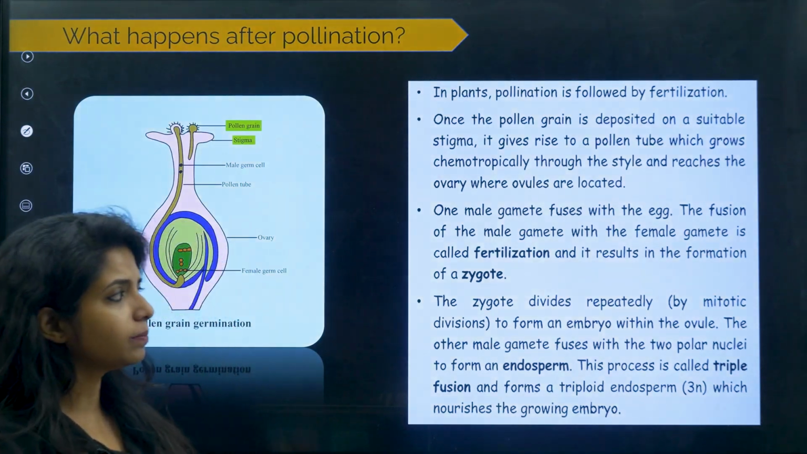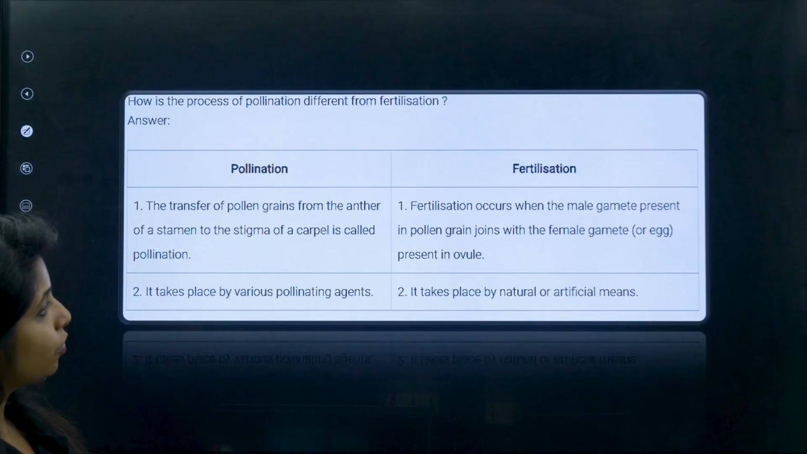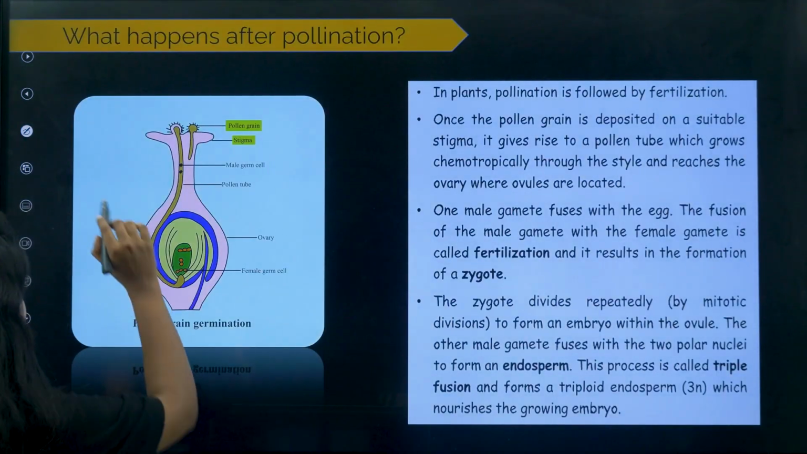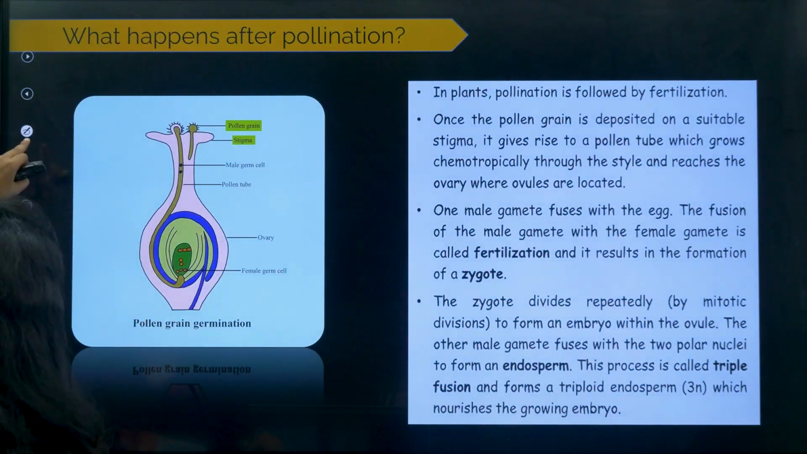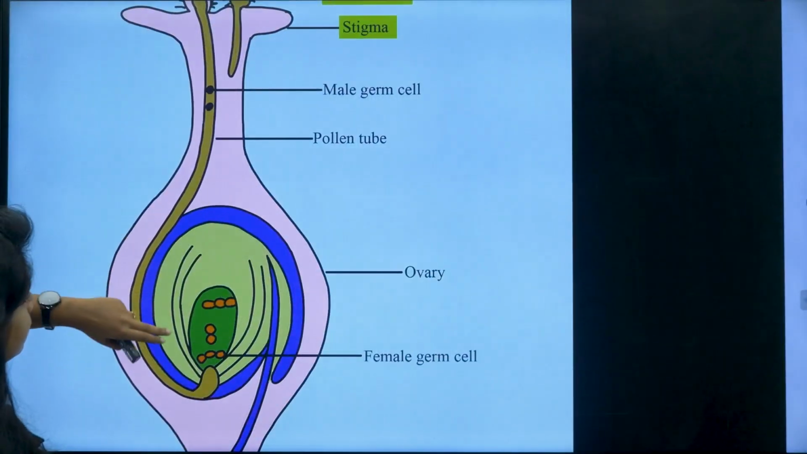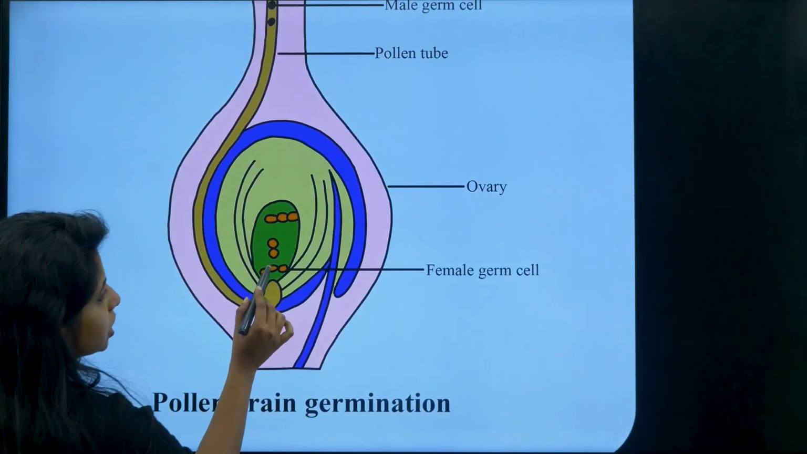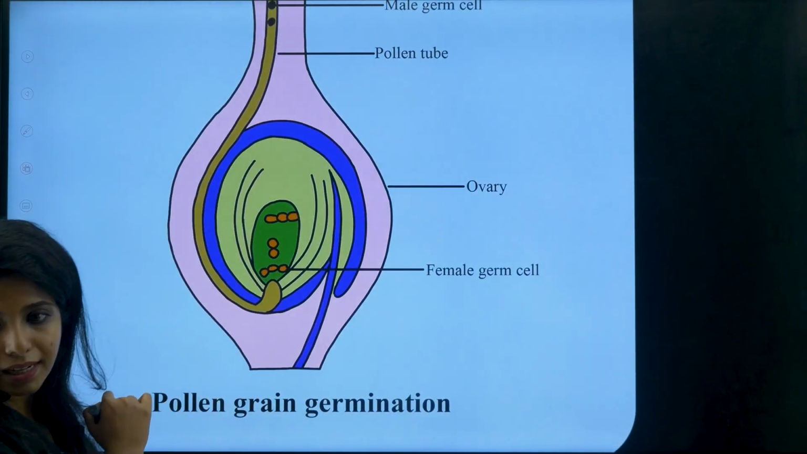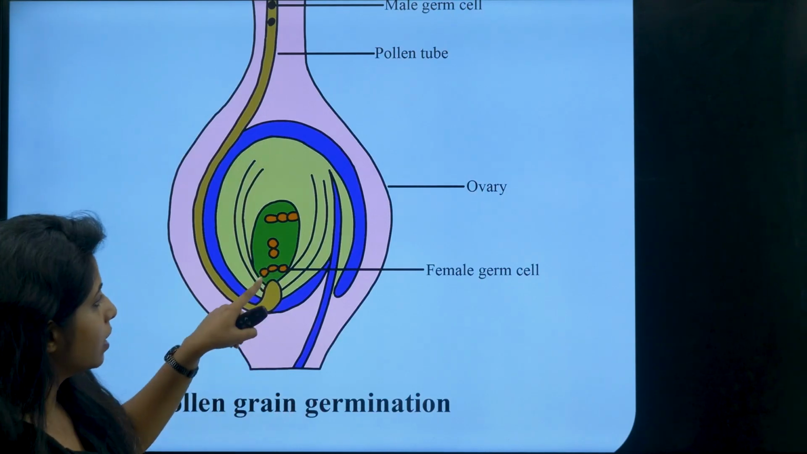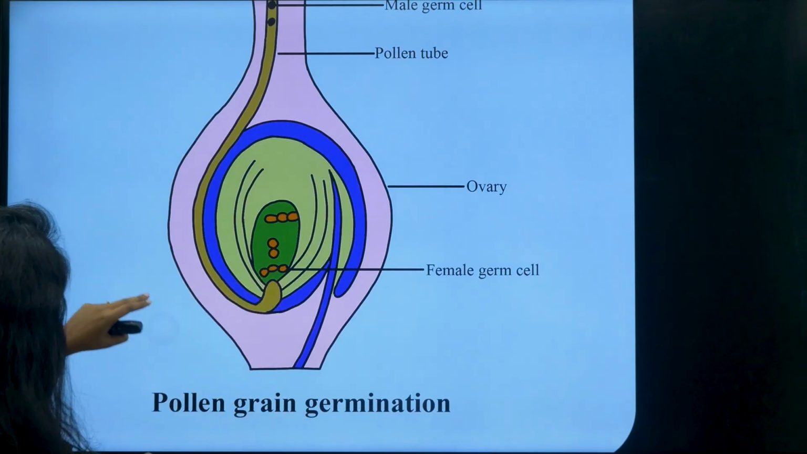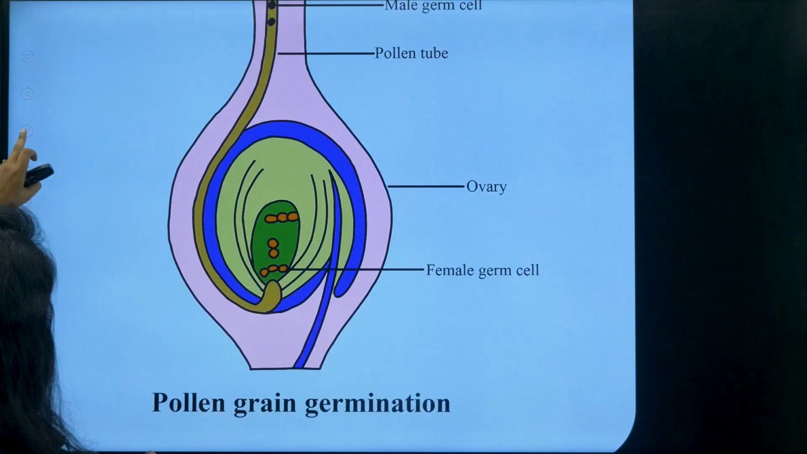What happens after pollination? Before going ahead with that, I want you to understand that inside the ovary, there are different types of cells. Over here, I'll zoom it in a bit. Yeah, there will be one cell over here, the middle cell that you see, this one. This is a female germ cell. Okay, so I'll extend the line and then I'll explain.